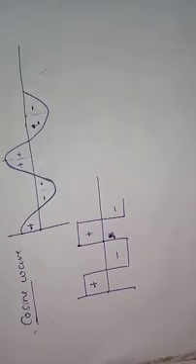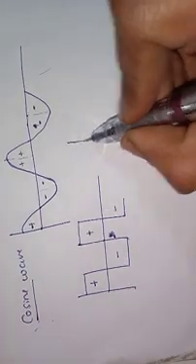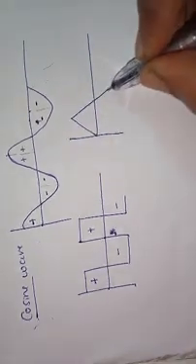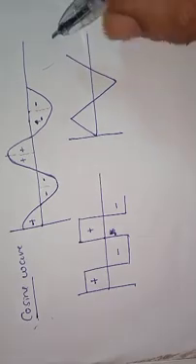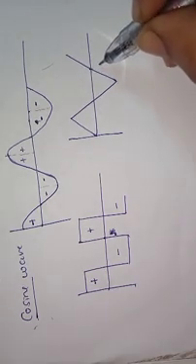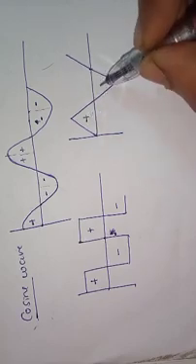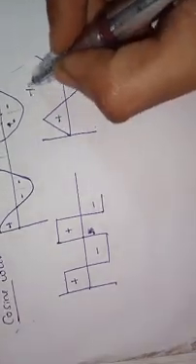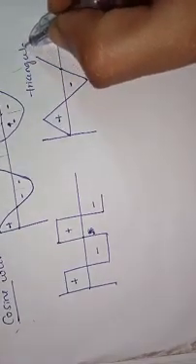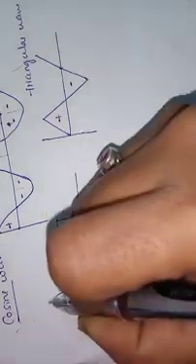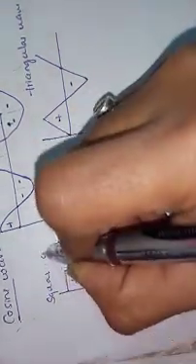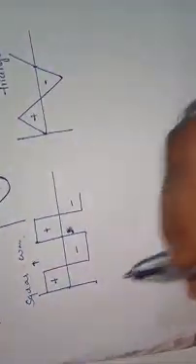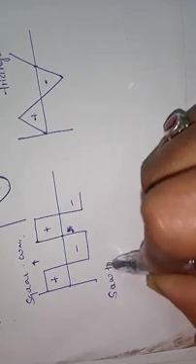Then we can write this in a triangular waveform also. So this is the triangular waveform. This is one cycle here. So this is the positive direction, this is the negative direction. This is a triangular waveform. This is a square waveform. Then we can take this in sawtooth form also.